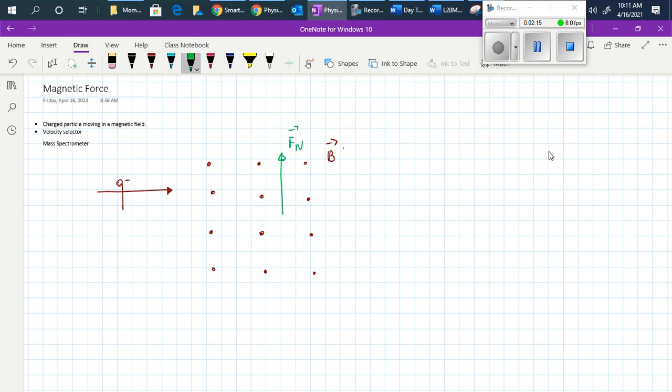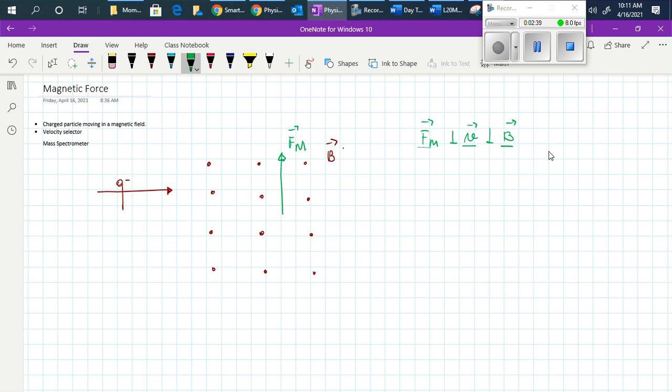perpendicular. And we know that it's perpendicular because we have said that those three quantities are mutually perpendicular to each other: magnetic force, velocity, and magnetic field strength. If two of them are not, then the third one doesn't exist.